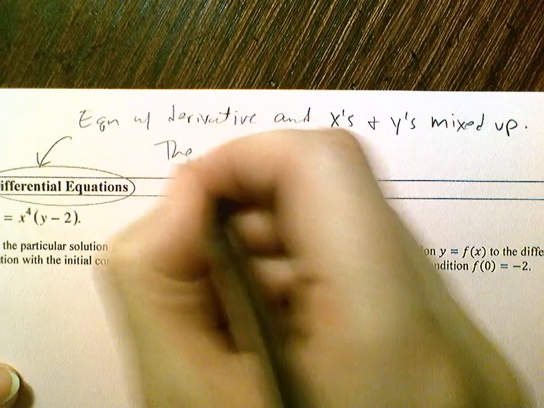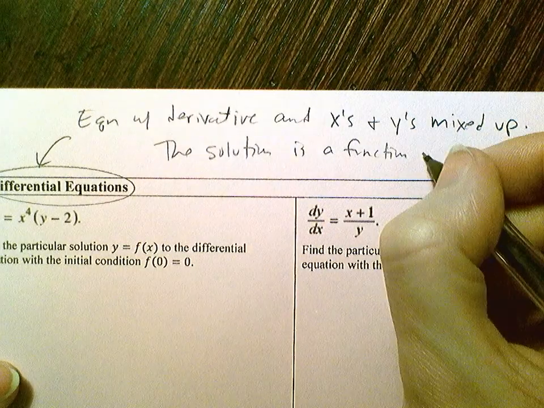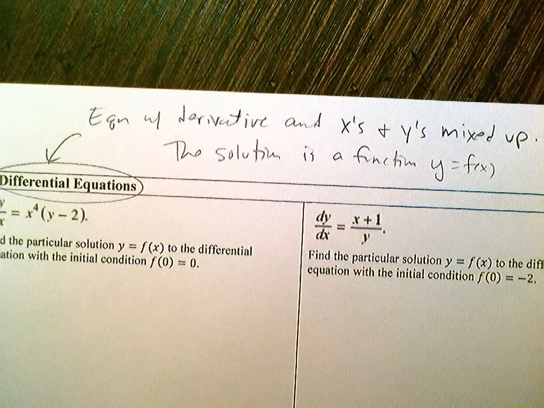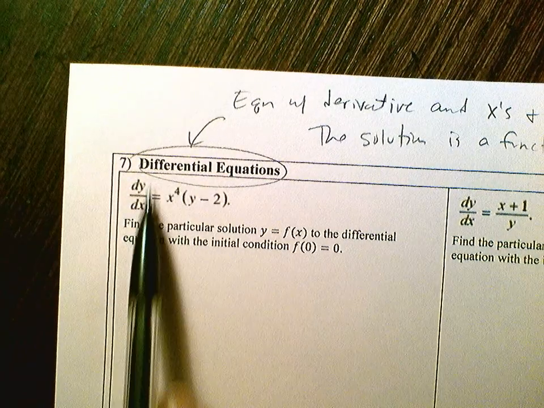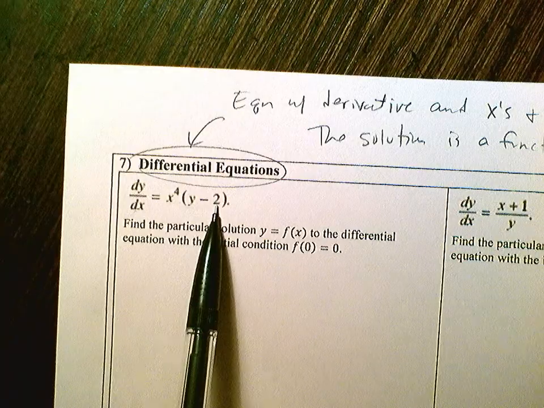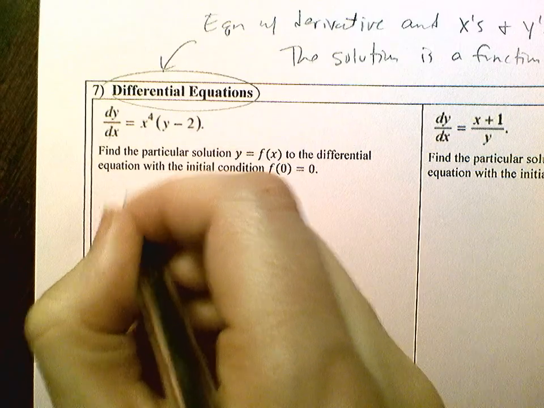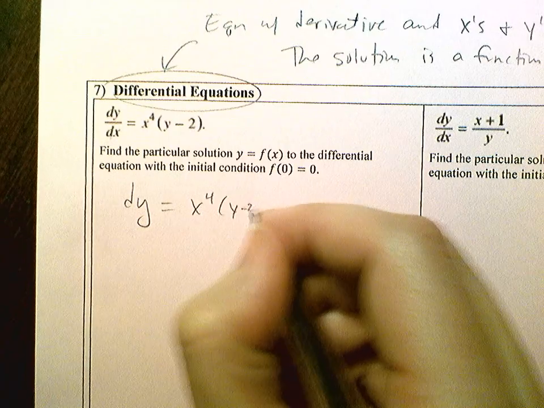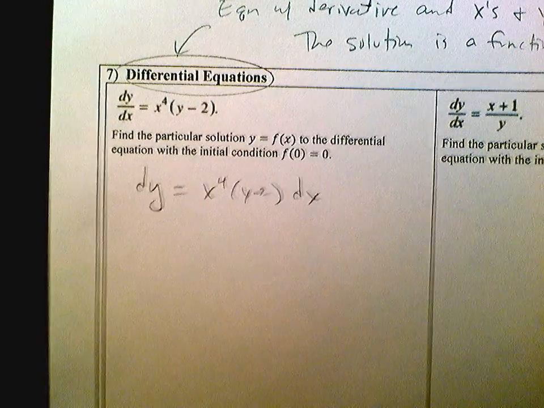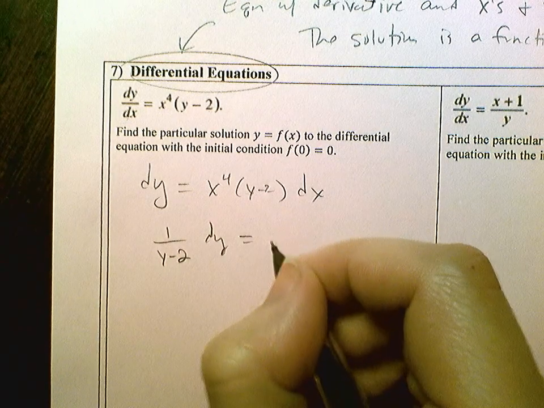And then the solution is a function, y equals f of x. And the way that you solve them is like this. This is a differential equation because here's the derivative, and then I've got x's and y's mixed together. The first thing you've got to do is separate the x's and y's. So I'll go dy equals, I'm going to do it in 2 steps, you could do it in 1 though, x to the 4th times (y minus 2) dx. Then I'll divide both sides by y minus 2, so I get 1 over (y minus 2) dy equals x to the 4th dx.